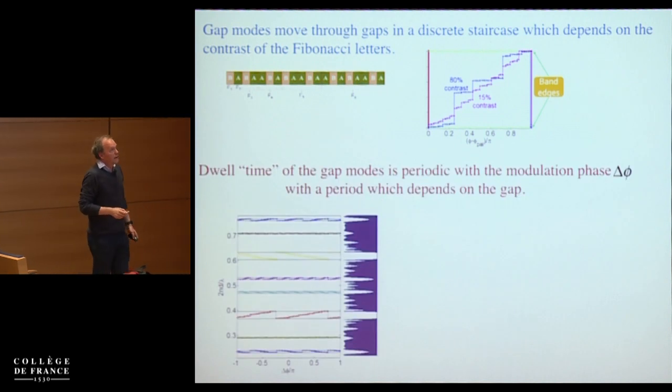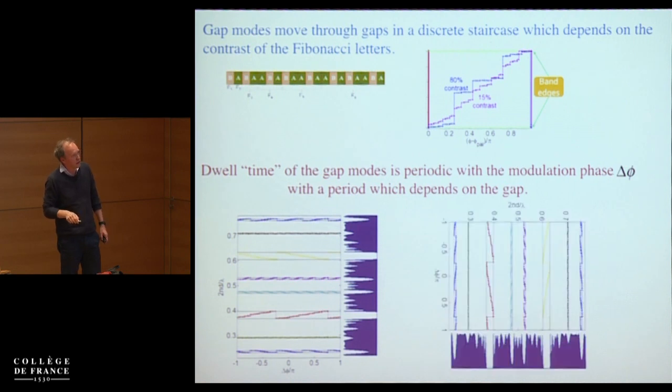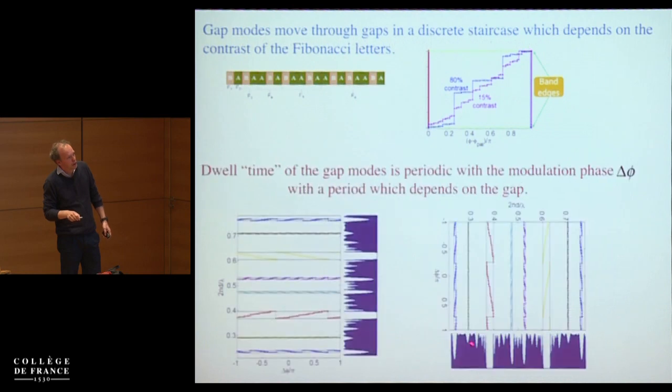And now look at the dwell time, the time that those modes are inside the gap, as a function of the gap. First of all, it is periodic with the modulation phase, with a period that depends on the gap. This plot is the same as this plot. So this is the spectrum. You see gaps here, and in different gaps, you see modes that travel through the gap. Okay? And you see that the period with which they travel depends on the gap.